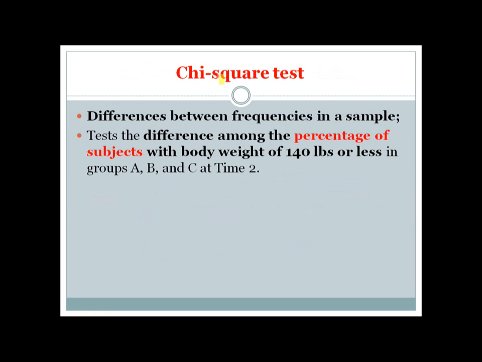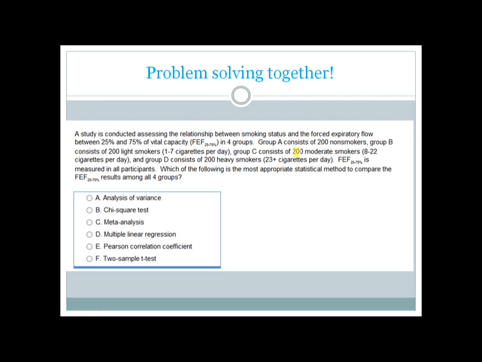How can you use the chi-square test here? Chi-square measures the difference between frequencies in a sample, and it can be used to test the difference among the percentage of subjects with a body weight of more than 140 pounds or less in groups A, B, C at time 2. So we are measuring the percentage of subjects. We are not measuring the means between subjects. We are measuring the percentage of subjects who have a body weight of more than 140 pounds or less.